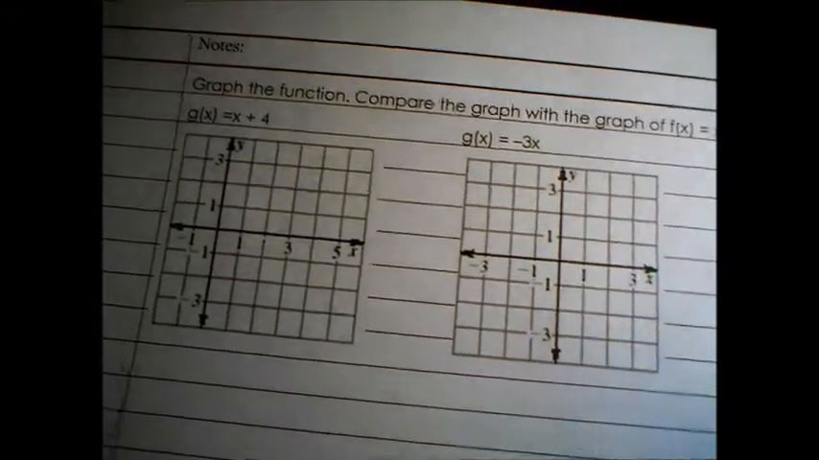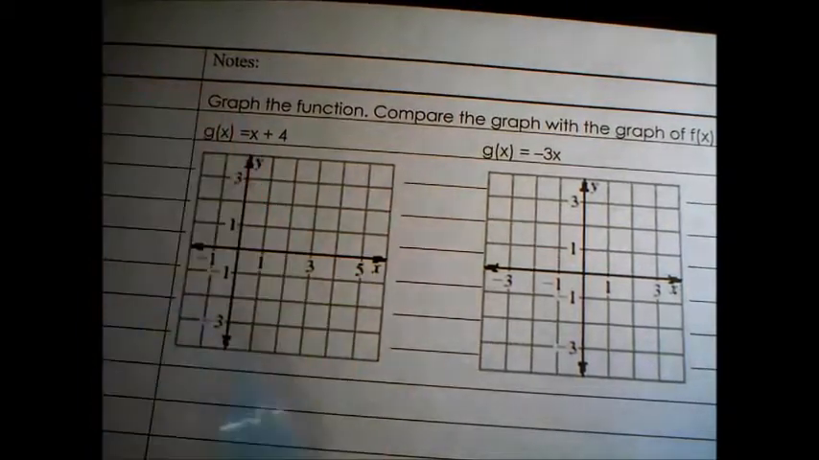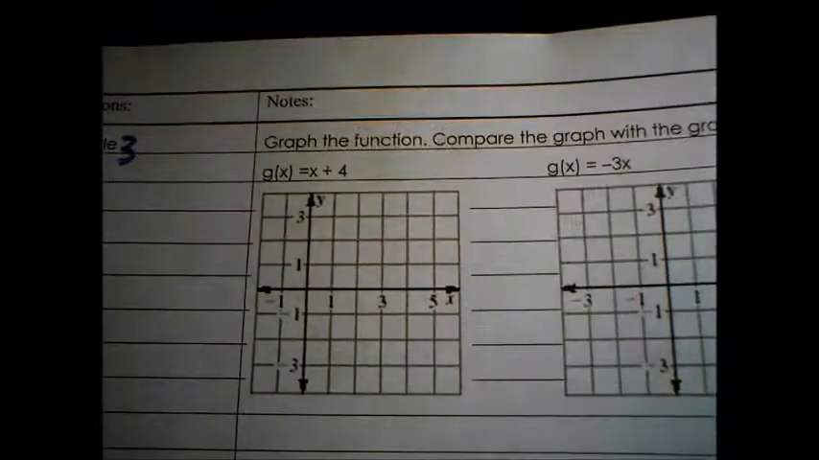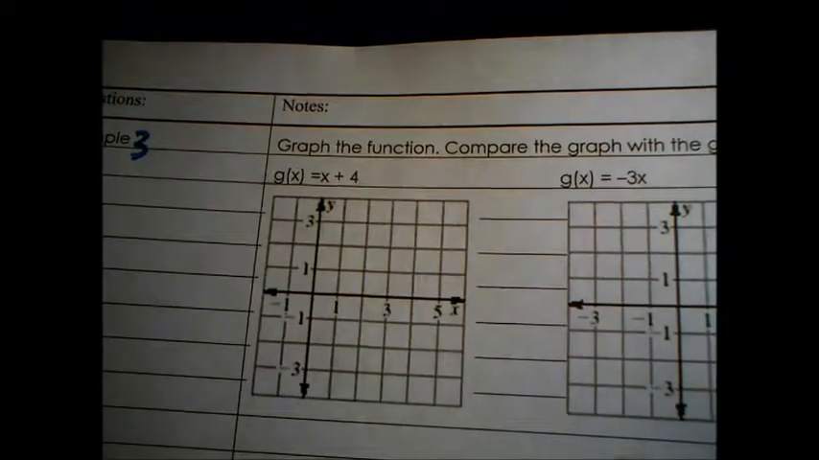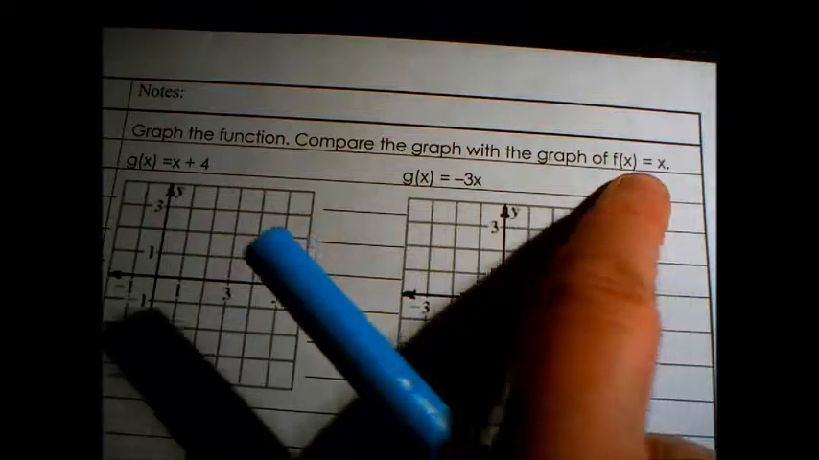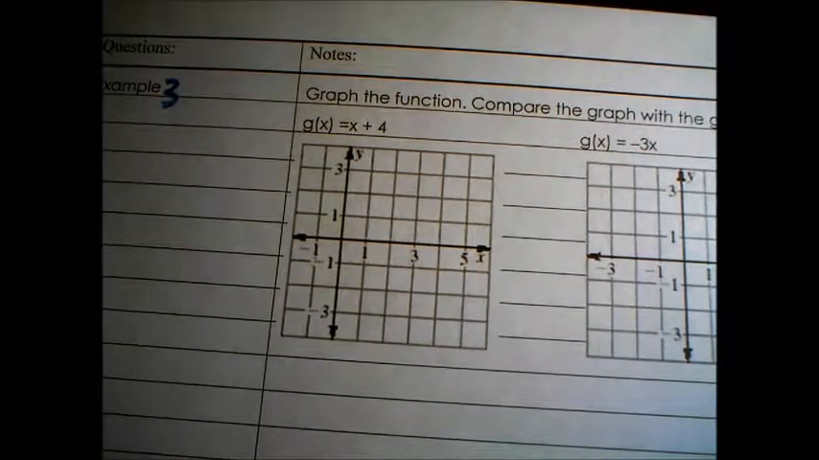The next example, this is actually example 3. I accidentally put a 2 there, repeated it. It says we want to graph the function, so we're going to graph this particular function given to us, and then we're going to compare the graph to the parent graph. So let me clear this out over here.